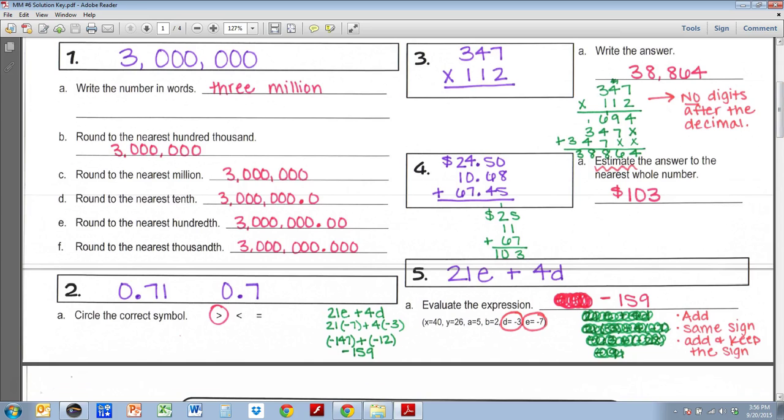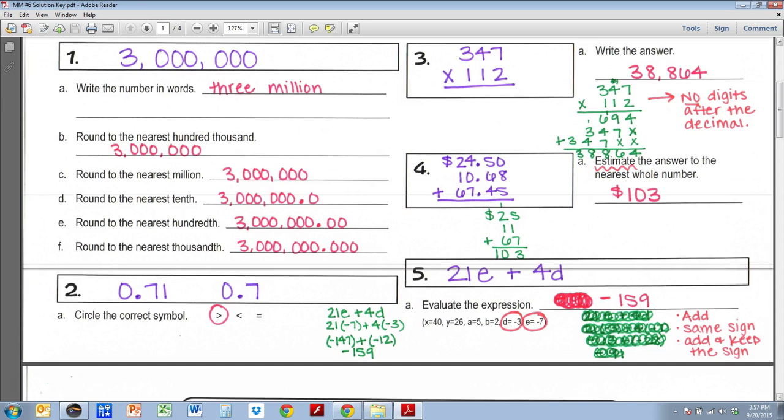Number 1, we have the number 3 million. So when I go to round to the nearest 100,000, it stays 3 million, because this is basically 3 million and then 100,000. When we round to the nearest million, it stays 3 million.